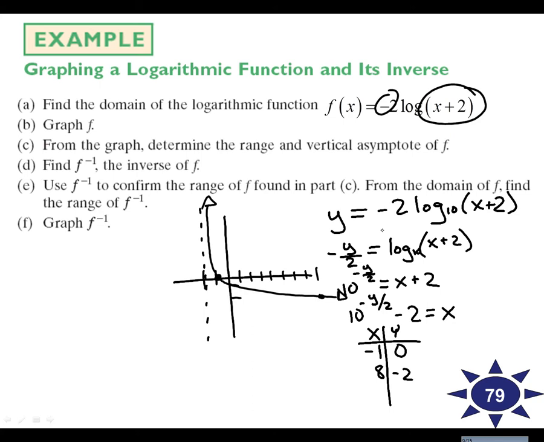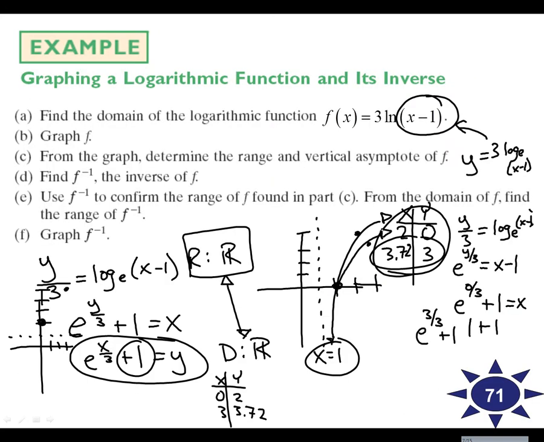So what would our inverse be? I'm just going to go straight to the flip. From here, switch your x and your y's. The inverse would be y equals 10 to the negative x over 2 minus 2. We could go ahead and graph that as well. For the time being, try 79. And we actually skipped one, 71. Try those two problems, 71 and 79.